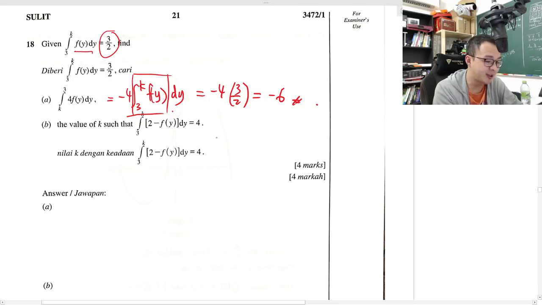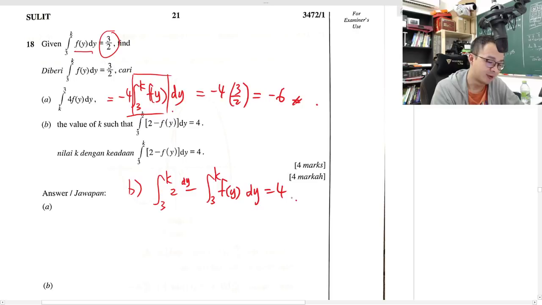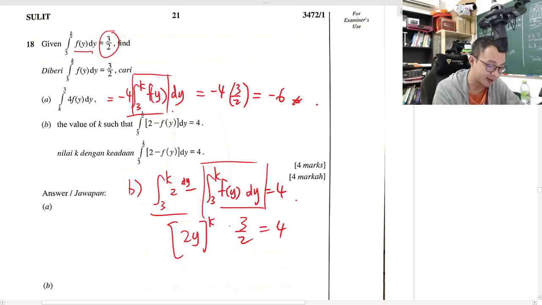Then part b is the same thing. Find the value of k over here. For part b, I'm going to separate them: the integral from 3 to k of 2 minus the integral from 3 to k of f(y), of course both with dy, equals 4. The entire f(y) integral is 3 over 2, no surprise. This one I need to integrate, and because of dy, after I integrate I get 2y. This is from 3 to k, so I substitute in: 2k minus 6 minus 3 over 2 equals 4.